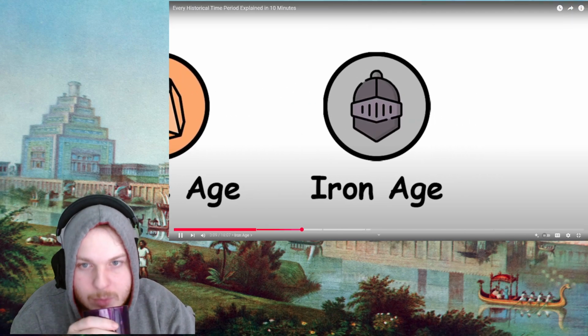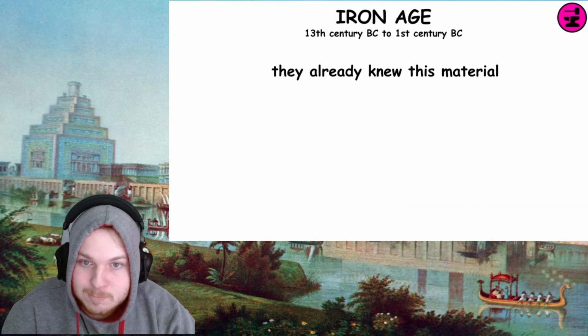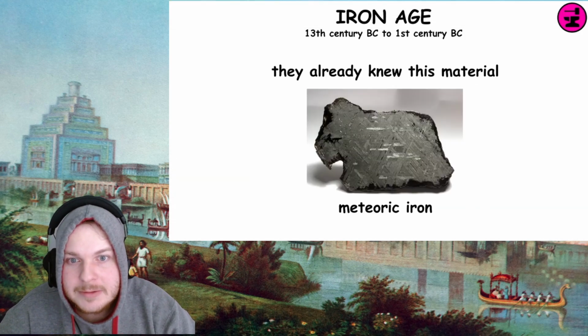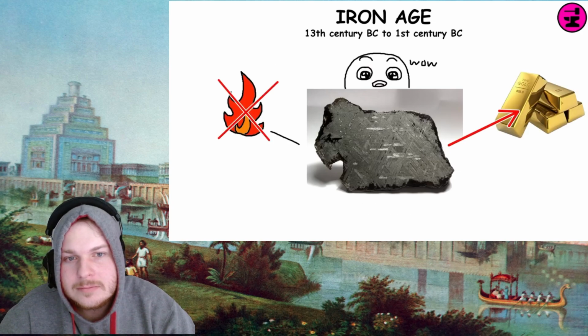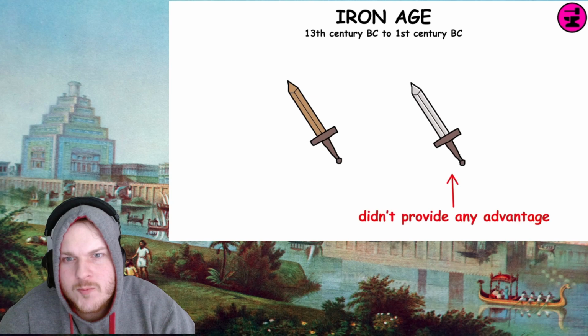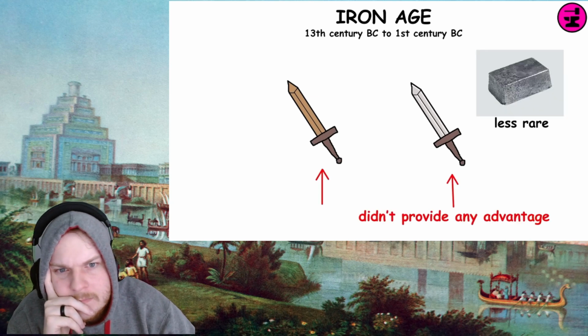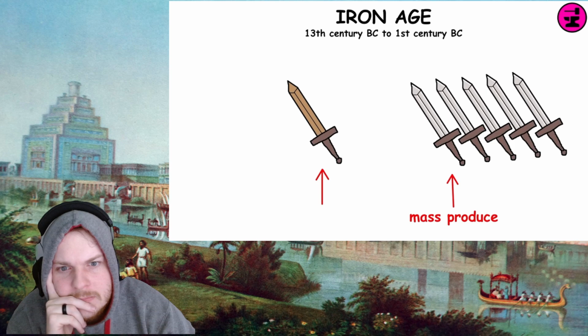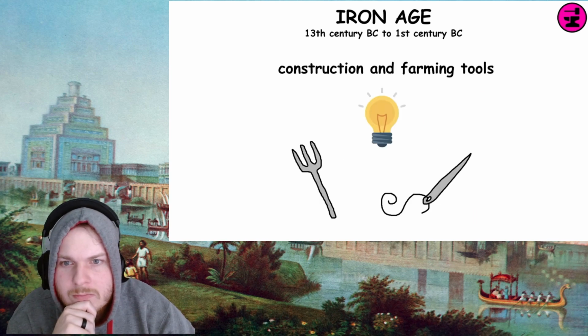Iron Age. After the Bronze Age collapse, humans discovered that they could also smelt iron, even though they already knew this material thanks to meteoric iron, which didn't require smelting and was more rare and valuable than gold. The initial forms of iron smelting didn't provide any advantage if compared with bronze smelting, but since iron was much less rare, they could mass-produce tools and weapons. During this age, a lot of construction and farming tools were discovered, such as forks and sewing needles.